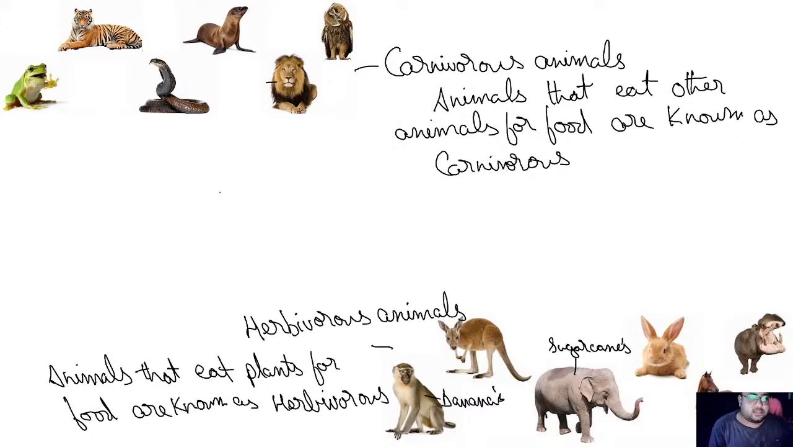Carnivorous are like non-vegetarians, and herbivorous are like vegetarians. Okay, carnivorous animals they need meat to eat, and herbivorous animals they need plant products like stem, leaves, vegetables, fruits, and all that.